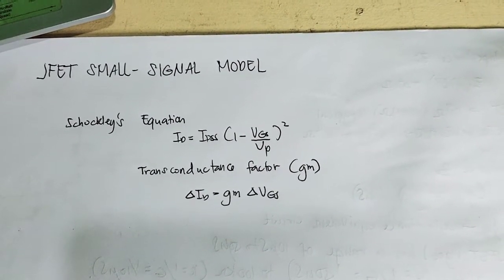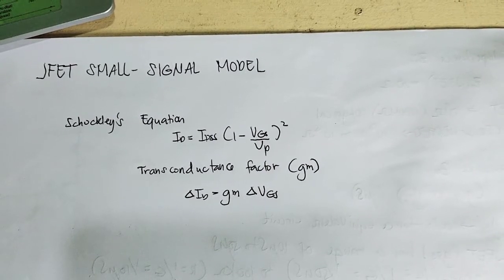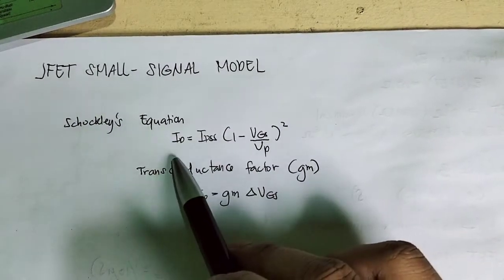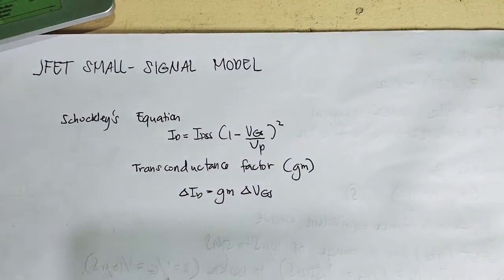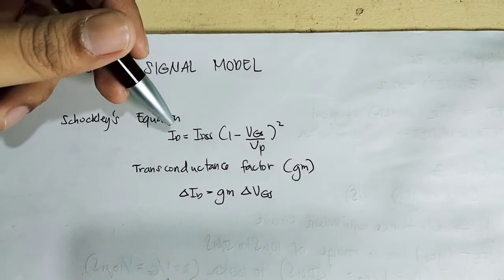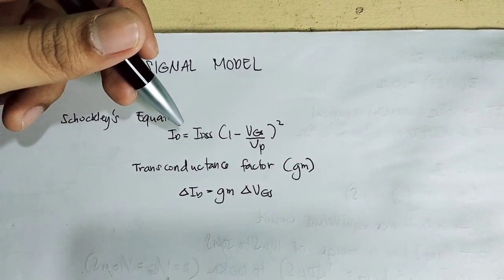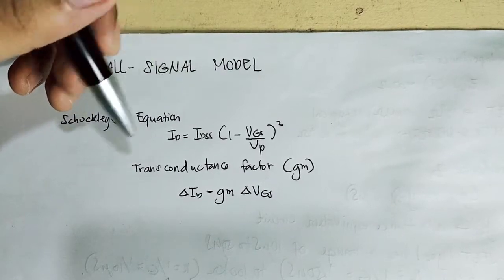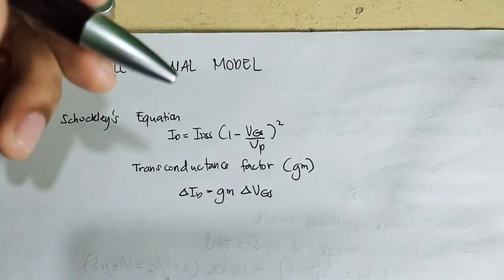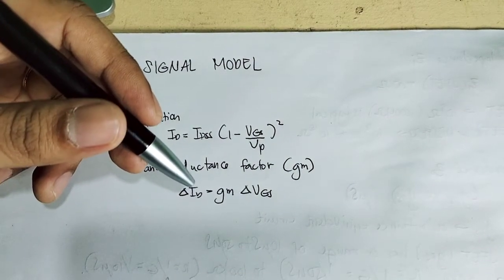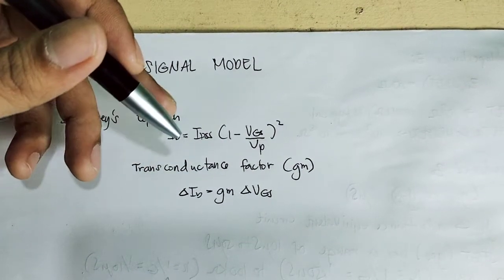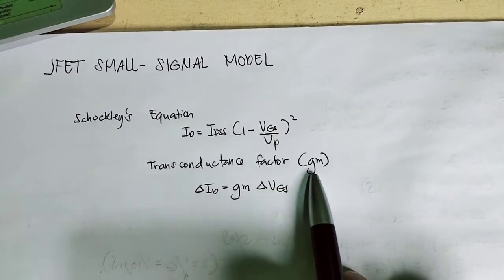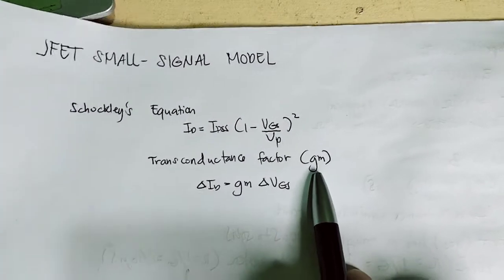Good day, we're going to talk about the JFET small signal model. As you can see, this is Shockley's equation that was discussed in our previous topic: I sub D equals I sub DSS times (1 minus V sub GS over V sub P) squared. The change in drain current resulting from a change in gate to source voltage can be determined using the transconductance factor g sub m.